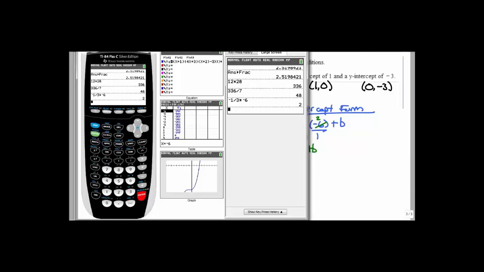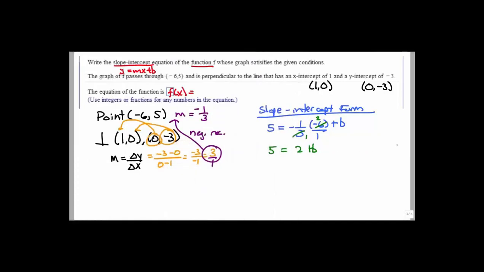So again, if you need to use your calculator, go ahead and do that. You want to make sure that it's more important to get right answers than to guess and get them wrong. So then we'd subtract 2 here. So I have 3 equals b. So I know that my y-intercept is 3. So again, this is my y-intercept.